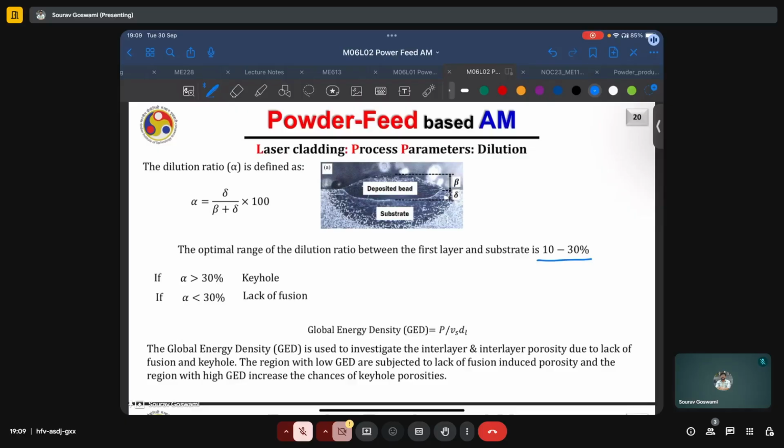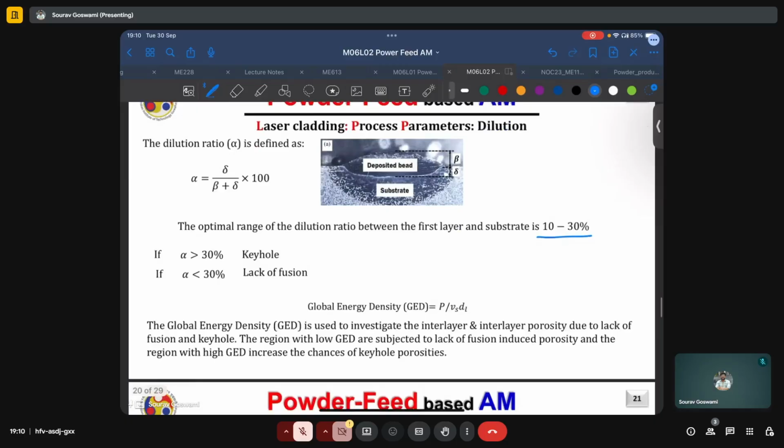Another quantity which is defined here is the global energy density, or the GED, which is given as the ratio of the input power P to the laser scanning speed Vs and the laser spot diameter dl. The global energy density is used to investigate the interlayer porosity due to lack of fusion and keyhole. The regions with low GED are subjected to lack of fusion induced porosity, and the regions with high GED increase the chances of keyhole porosity.